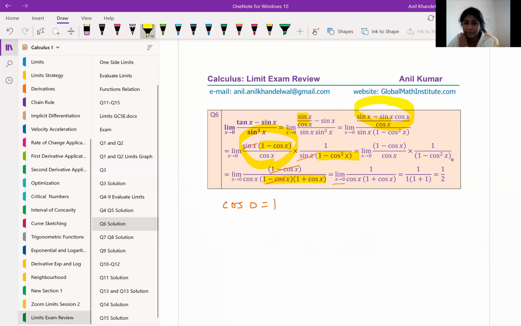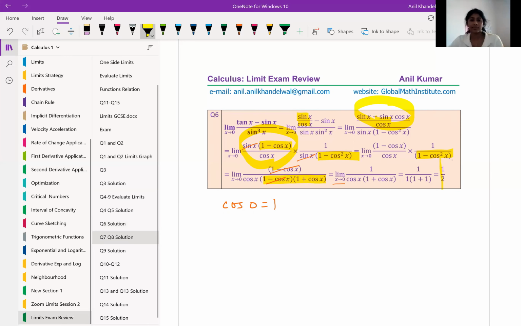At times, there could be 3 or 4 layers, which is very confusing. So let's be clear about it. This is like something over something. I'm writing there times 1 over that thing. So 1 over that thing. Now we start canceling as shown here. Factor out 1 minus cos square x as 1 minus cos x times 1 plus cos x. Cancel those terms, substitute the value to get half as your answer.